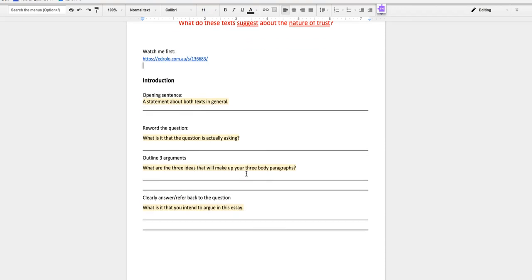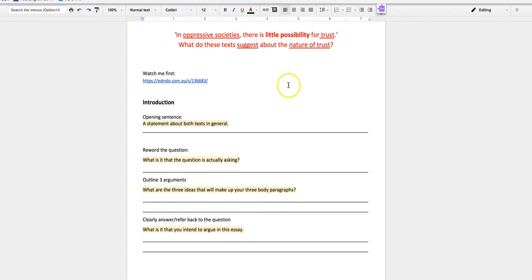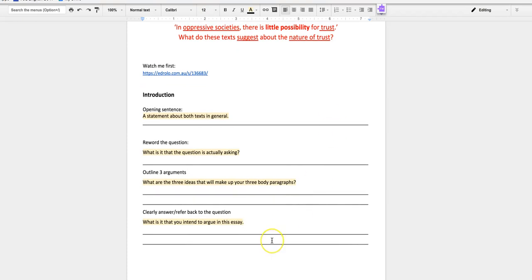Your 3 arguments. What are going to be your 3 body paragraphs? We talked today and we said totalitarianism, control, love and connection, authorial intent. There's your 3 body paragraphs. Then you finish by referring back to the question. What are you going to argue? What are you going to say about the nature of trust? What is the point that you want your readers to take away?